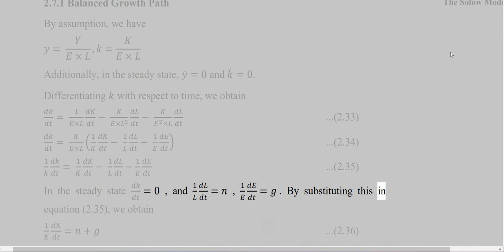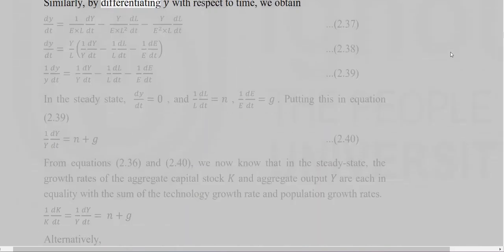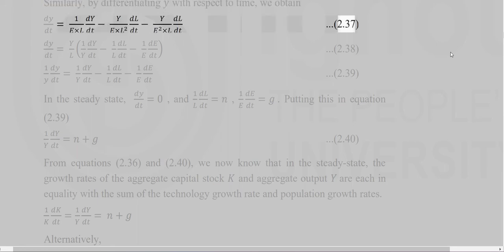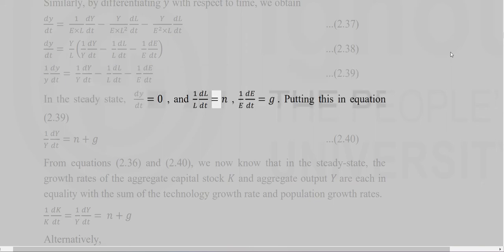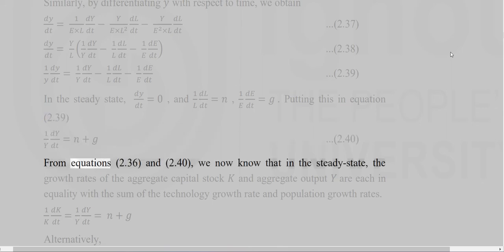By substituting this in equation 2.35, we obtain equals plus 2.36. Similarly, by differentiating with respect to time, we obtain equals times minus times minus times 2.37 equals minus minus 2.38 equals minus minus 2.39. In the steady state, equals 0 and equals equals. Putting this in equation 2.39 equals plus 2.40.